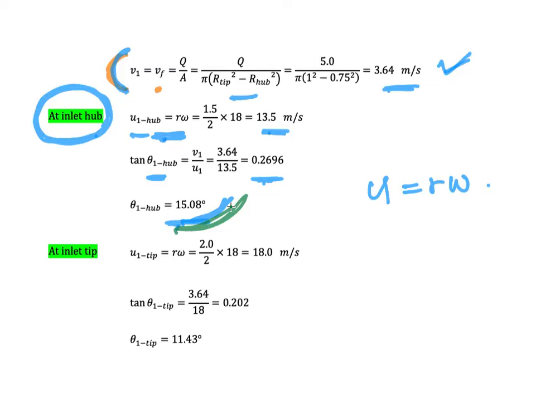We can calculate the angle at the inlet tip by repeating the same calculation, but we need to substitute the value of the radius according to the location. If this is the inlet tip, we substitute the radius of the tip here. We can calculate U1 as 18 meters per second, and the angle is 11.43 degrees.